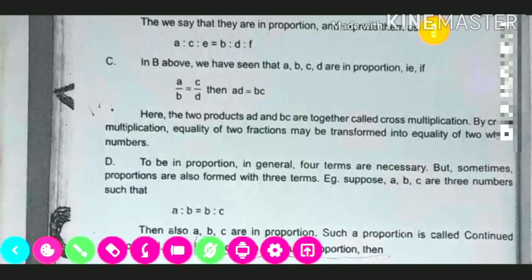Number C, you will see on page number 78. In B above, just now we explained this, we have seen that A, B, C, D are in proportion. That is, if A divided by B is equal to C divided by D, then AD is equal to BC. Here the two products AD and BC are together called cross multiplication. By cross multiplication, equality of two fractions may be transformed into equality of two whole numbers.